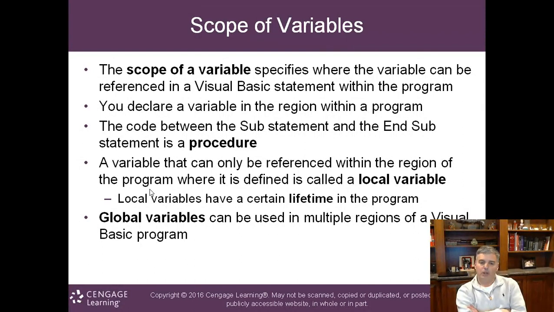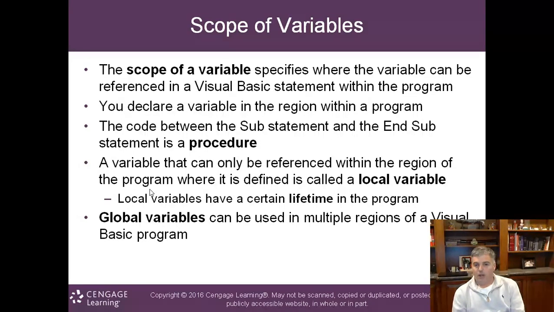If you declare a variable inside your button click subprocedure, that variable can only be used in that button click procedure. It can't be used in your exit button, can't be used anywhere else in the program, or in any other button in the program. If you want to use a variable that can be used anywhere in the program, it needs to be declared at the class level, so above all of those subprocedures, or outside of all of them.